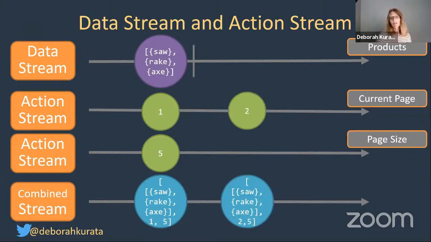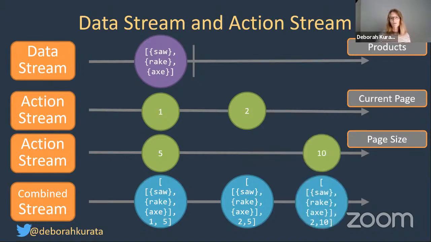If the user then says, next, I want to go to the next page, we will get, again, the latest emitted item from the data stream and the latest from each action stream. So we'll get the data, the 2 and the 5. Then if the user says, okay, I want 10 per page, we'll get the data, the 2 and the 10.